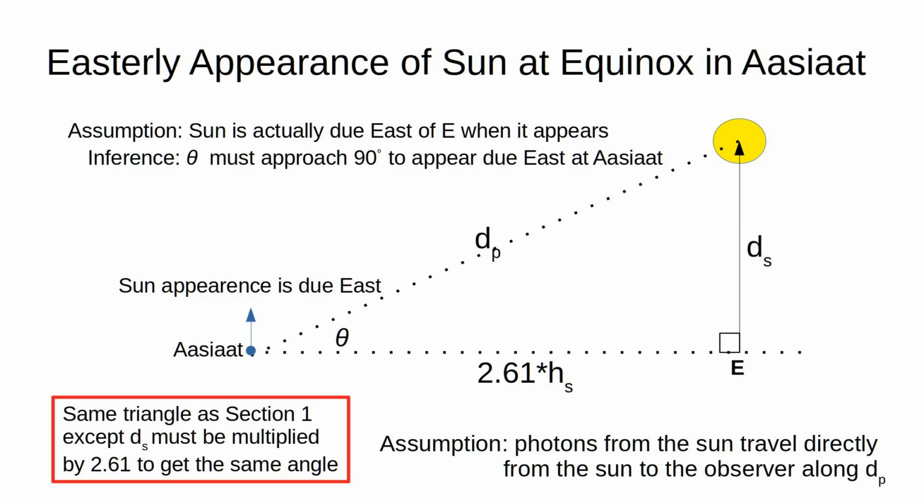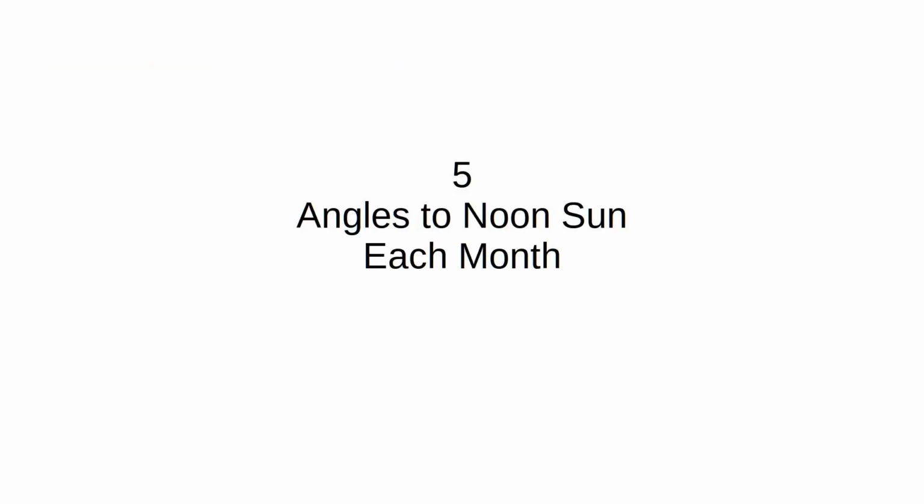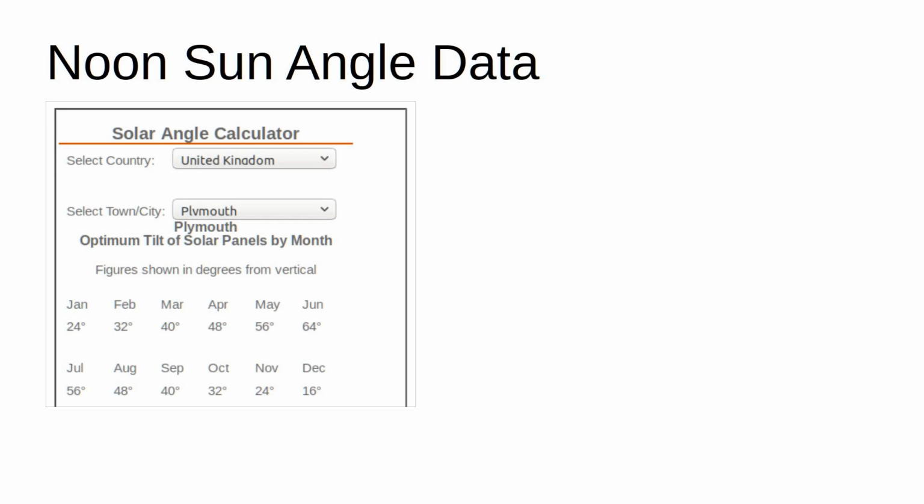It also causes problems for the analyses in sections 2 and 3. In this final section, we're going to examine the monthly changes in the noon position of the sun and how it is experienced by 2 observers. Using the solar angle calculator again, we get data for Plymouth in the UK. For this analysis, we're interested in the angles between the June solstice and the December solstice.